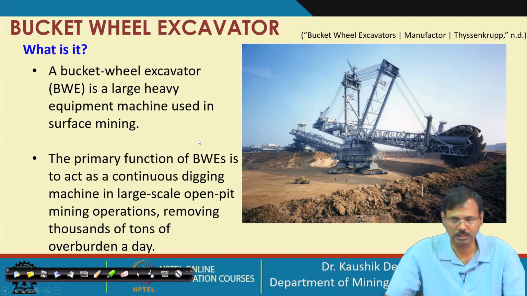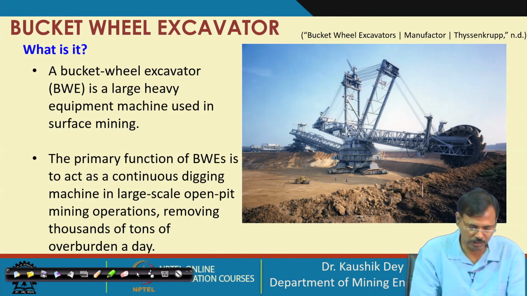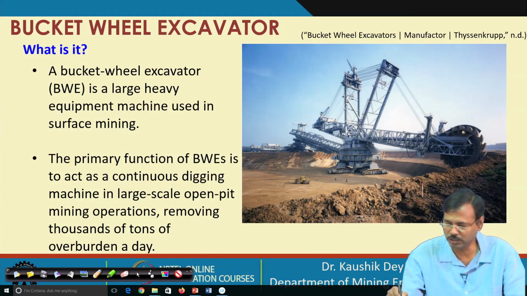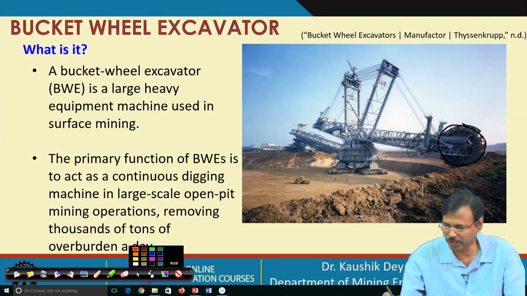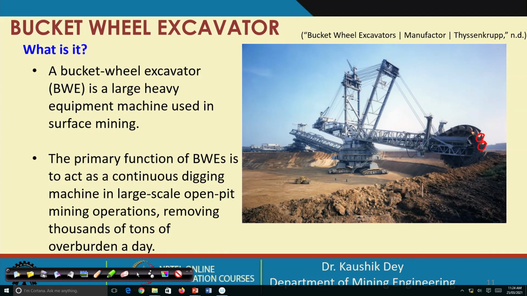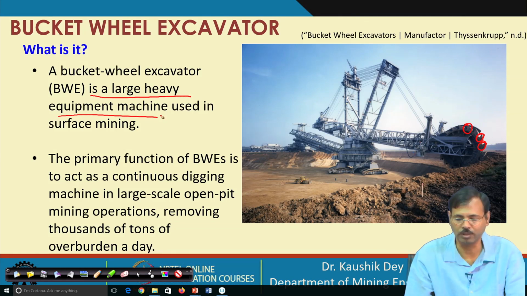Now, let us try to understand what a bucket wheel excavator is. Basically, a bucket wheel comprises a large wheel. You can see in this figure, this is the large wheel, and a number of buckets are enclosed with it. When the wheel rotates, these buckets strike the wall and excavate the rock. That is why it is called a bucket wheel excavator, basically a large heavy machine used in surface mining.